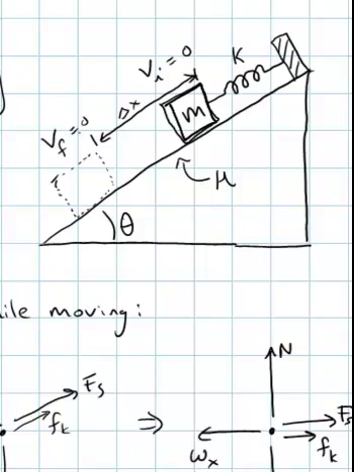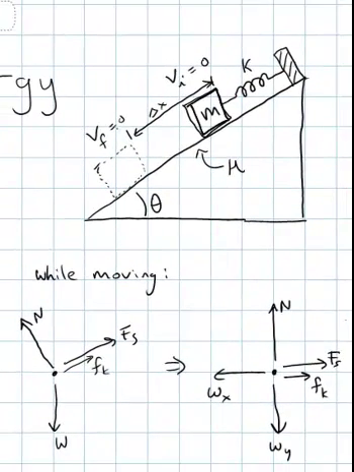So that's the situation we're looking at, and while that mass is sliding down the incline, there are certain forces acting on it, and I've drawn a free body diagram for that. The spring is pulling up the incline, kinetic friction is pulling up the incline, the weight in the x direction is going down the incline, and the normal force and the weight in the y direction are normal to the inclined surface.